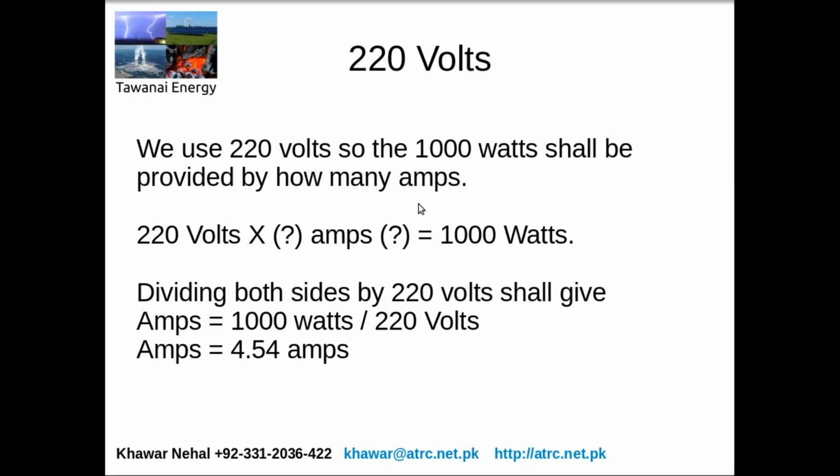Now usually we use 220 volts. So if you're trying to get 1,000 watts and the electricity is moving at 220 volts, how many amps would that be? If you divide the watts, which is 1,000 watts, by 220 volts, you would get around 4.5 amps. So that is the amount of current you would need if you're running your air conditioner at 220 volts and it needs 1,000 watts of power.